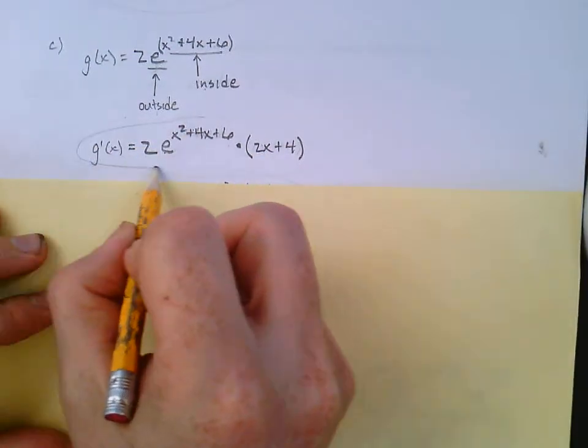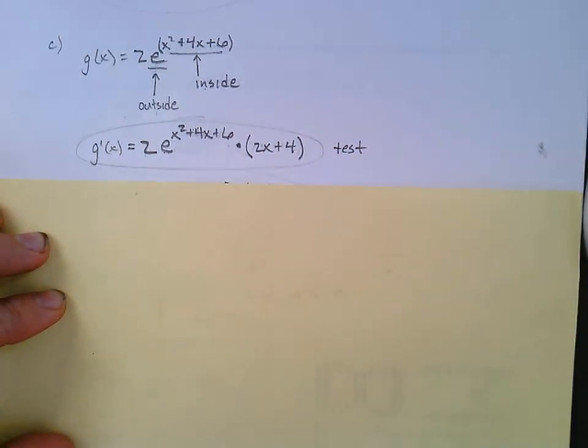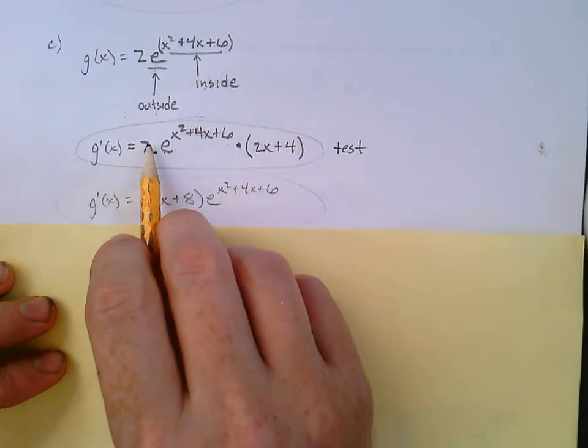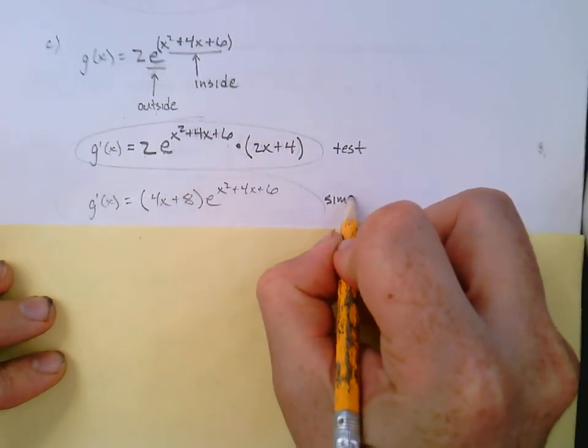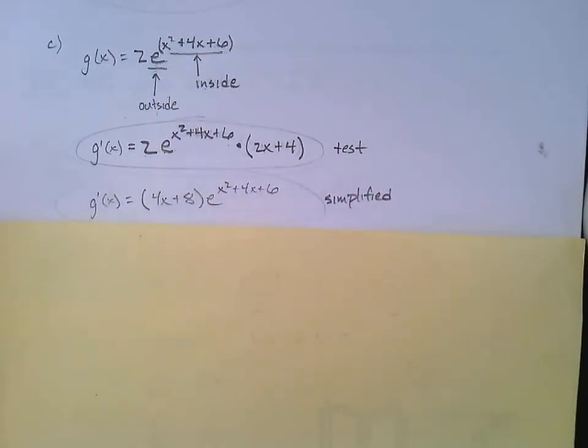And if this was a quiz or a test, and all it was asking you for is the derivative, you could stop right there. The simplified version, not a whole lot to do. You could distribute the 2 inside of this and maybe put that in the front. I guess you could say that's simplified, right?